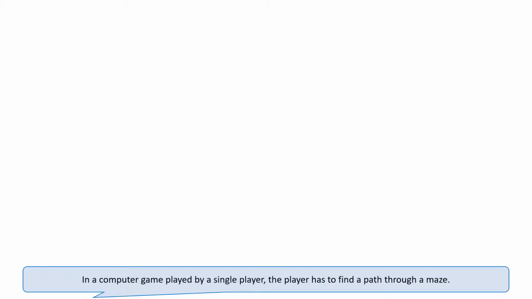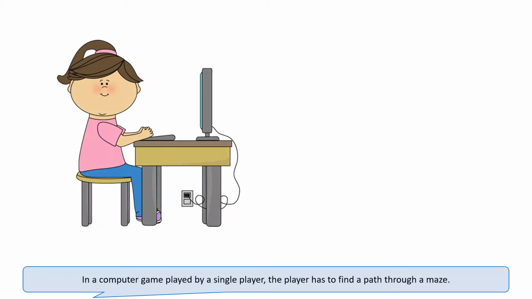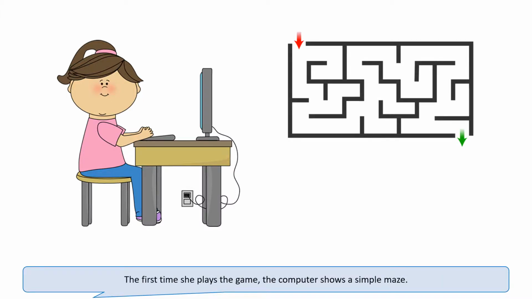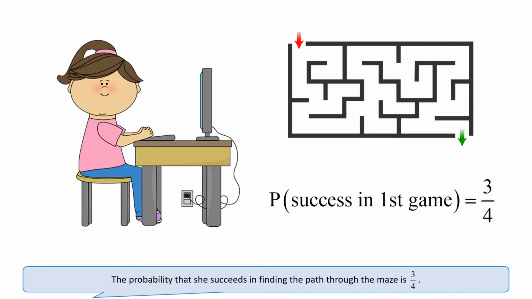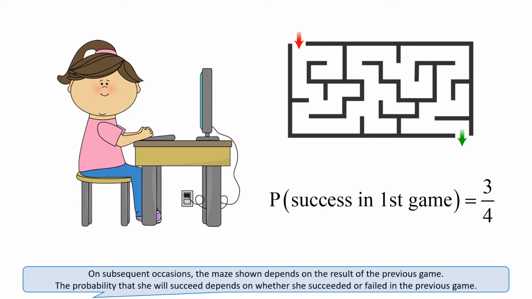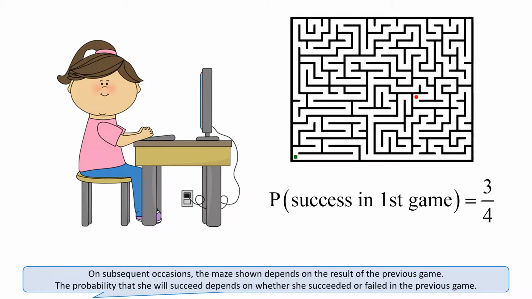In a computer game played by a single player, the player has to find the path through a maze. The first time she plays the game, the computer shows a simple maze. The probability that she succeeds in finding the path through the maze is 3/4. On subsequent occasions, the maze shown depends on the result of the previous game. The probability that she will succeed depends on whether she succeeded or failed in the previous game.